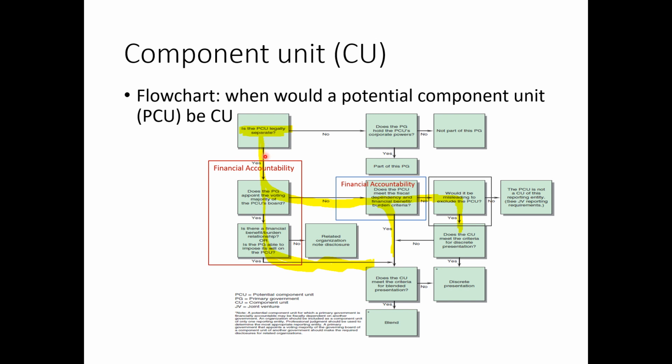We look at the flow chart. If it's legally separate, and the primary government appoints a voting majority, yes. However, it does not pass the financial accountability test. There's no financial burden-benefit relationship, and the primary government cannot impose its will on the organization. So it is a related organization, which will be disclosed instead of being reported in the financial statement.